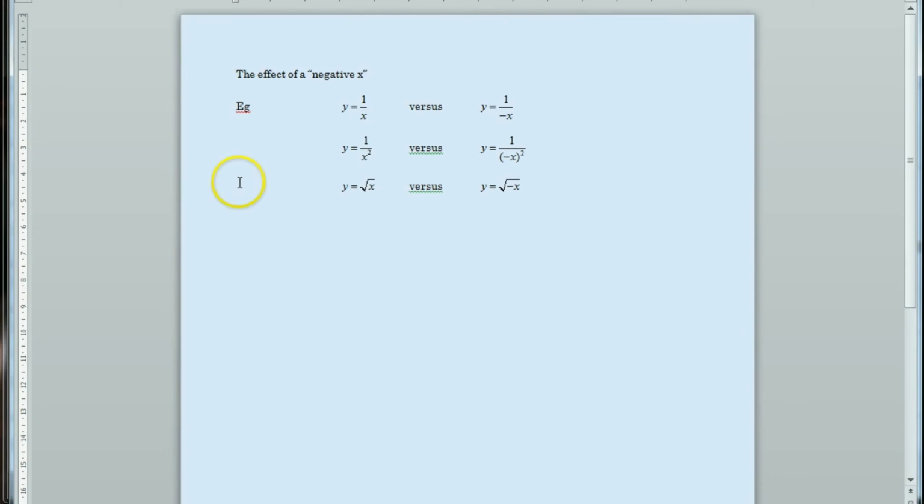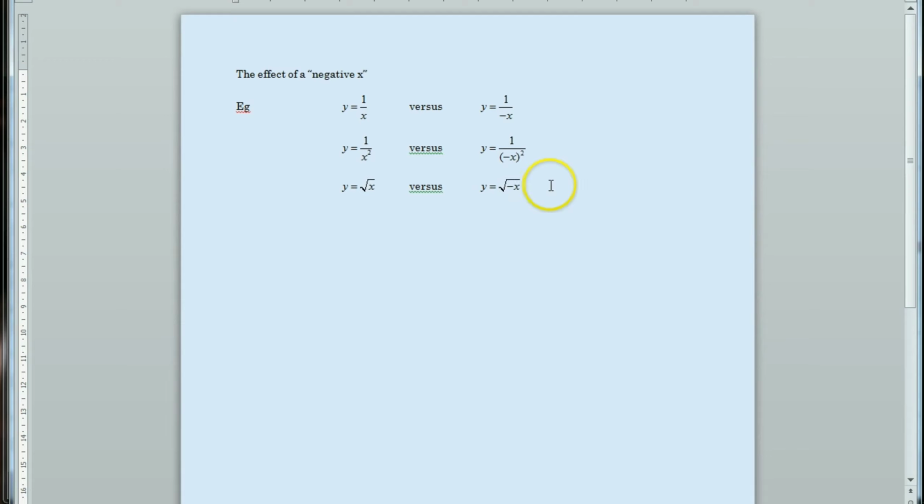One last quick look at our power functions, and this is the effect of a negative x. So in our standard power function we have y equals 1 over x. What happens when we have y equals 1 over negative x? The same with our truncus 1 over x squared. What happens when we have 1 over negative x squared? And also our square root function y equals the square root of x. What happens when we have y equals the square root of the negative x?